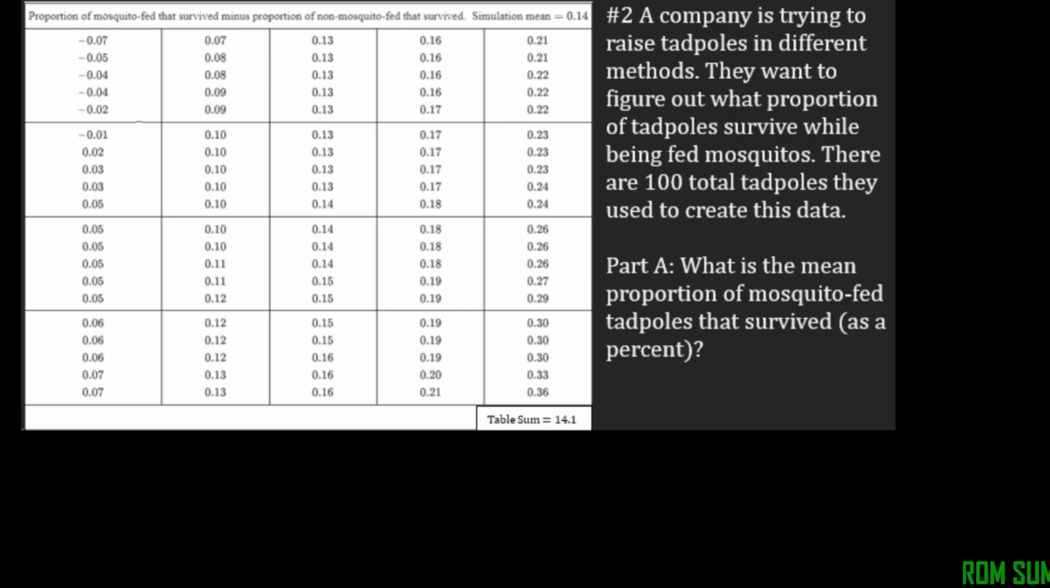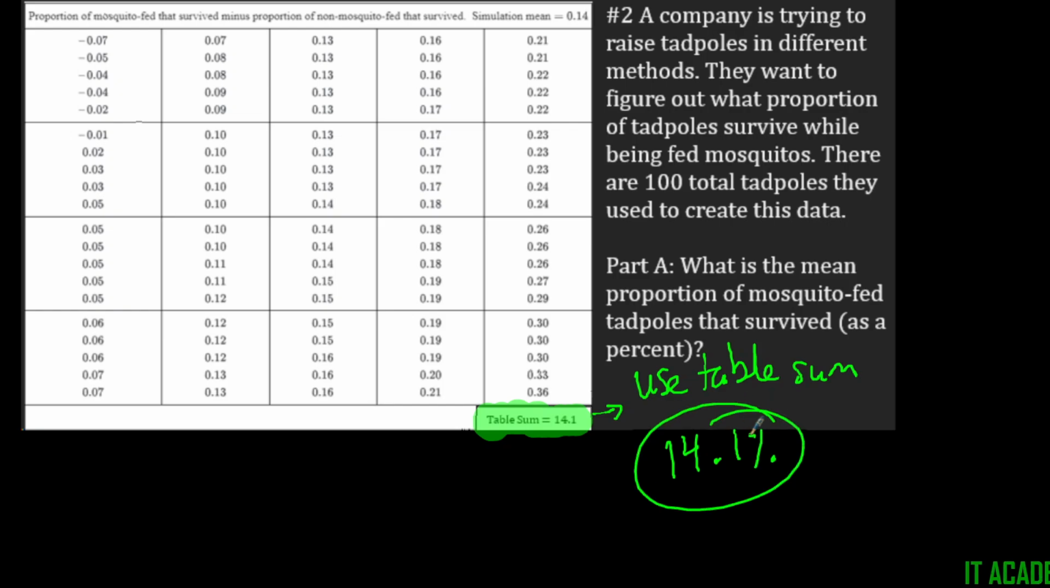What is the mean proportion of mosquito-fed tadpoles that survived, as a percent? This is really easy because all we have to do is look at this table sum that's down here, because that will give us our percent already. We're going to say it's going to be 14.1%. That's going to be the mean proportion of tadpoles that survived.